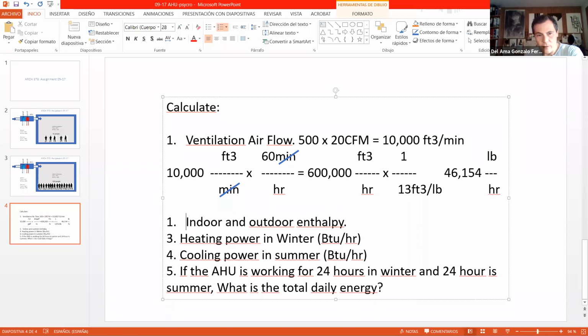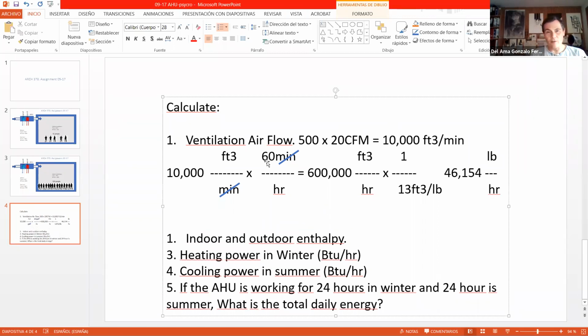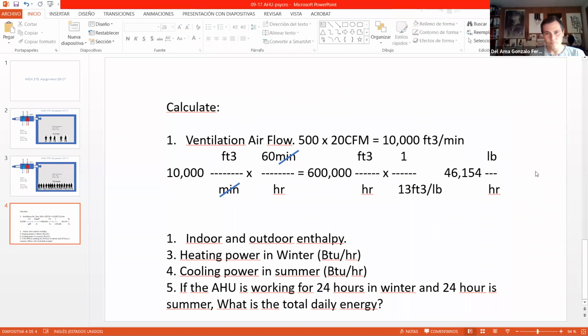So be careful with units, because ventilation airflow can either be volume divided by time, or it can be mass divided by time. And we have this specific volume that relates volume and mass. It's the inverse of density. We can either use specific volume or density, but we have something to relate mass and volume. But this is the airflow that we have with the right units, pounds per hour.